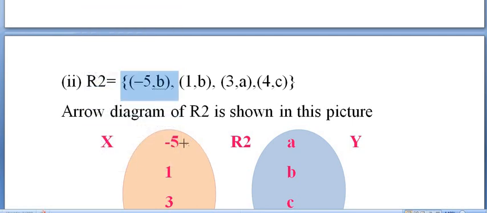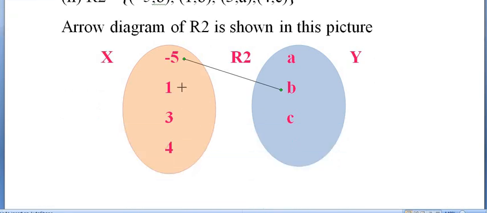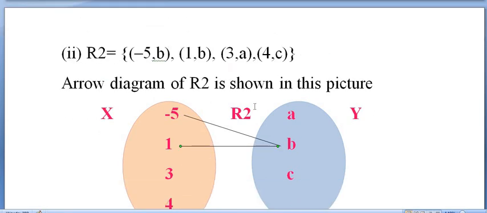Minus 5 comma B, you'll see here, minus 5 comma B, again 1 comma B. See here, minus 5 comma B, 1 comma B. Now I am going to join 3 comma A, and one more, 4 comma C. See, I have joined everything.